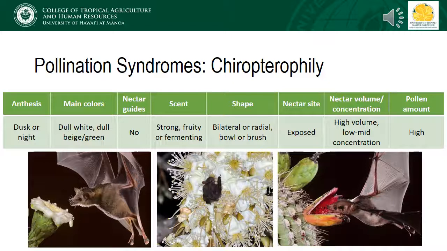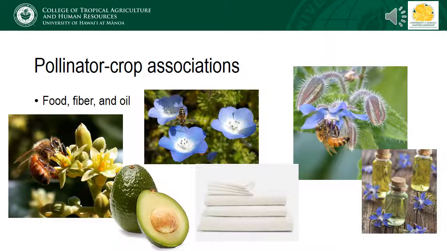As previously mentioned, bat pollination is important elsewhere in the world, like the southwestern US and in Asia, but we do not have pollinating bats in Hawaii. Pollination is essential for the propagation of food, fiber, and oil, and understanding pollination syndromes is important to make sure appropriate habitat is available in agricultural areas to support pollinators.